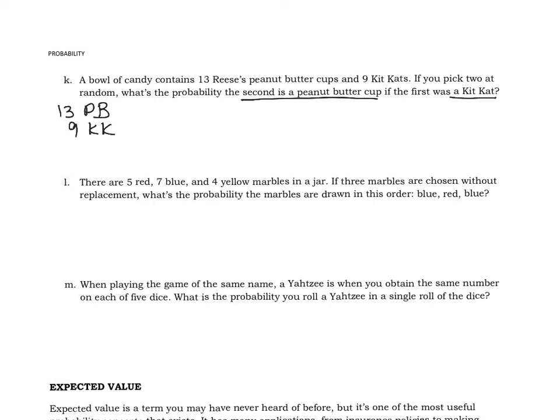So this looks like conditional probability. So we want the probability that the second one was a peanut butter cup given the first was a Kit Kat. So we're assuming the Kit Kat's already been taken. So look, initially we have a total of 22, but someone took the Kit Kat. So now we only have 21 because we just have 8 Kit Kats. Okay, so then what's the probability of getting the peanut butter cup? It's going to be 13 out of 21.